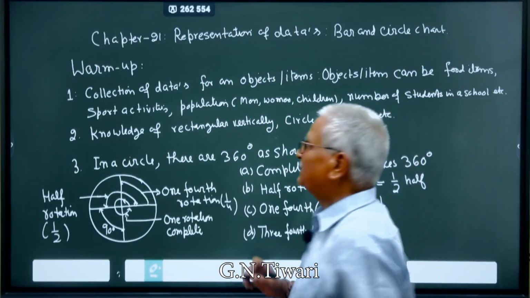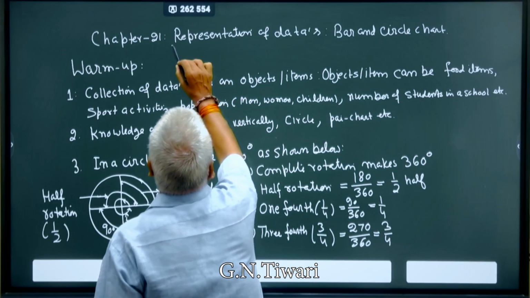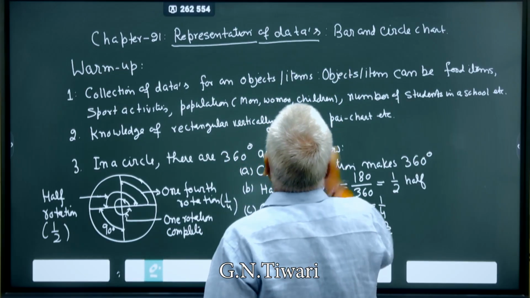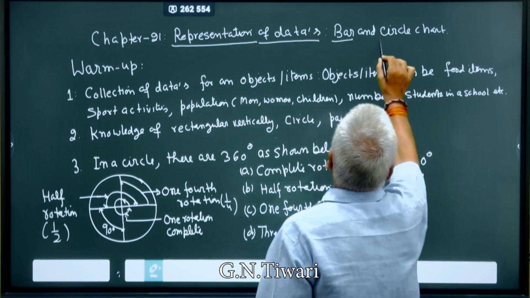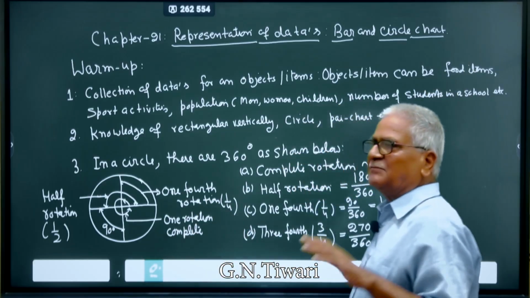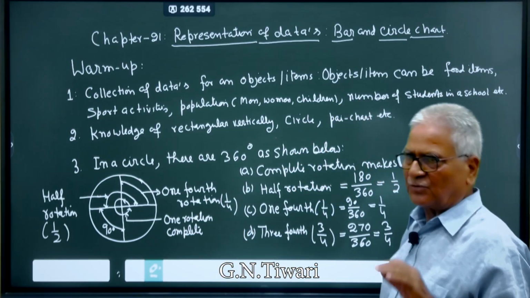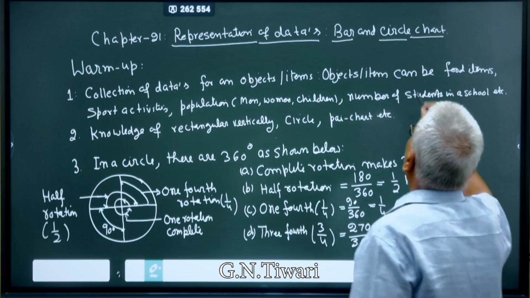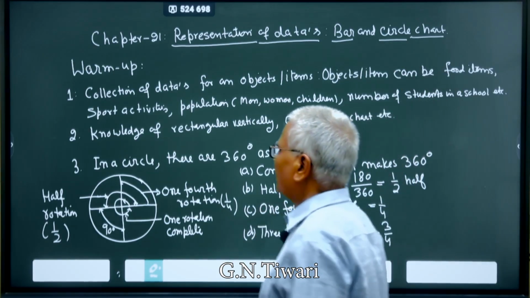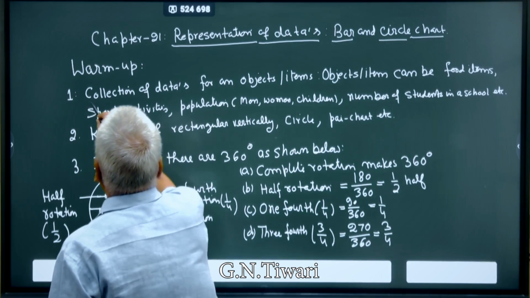Thank you very much. This is my last chapter for class 4. It is the representation of data in form of bar and circle chart. Bar and circle chart has been used for class 4 student, but the circle chart is also known as the pie chart. Now, what is the meaning of collection of data?